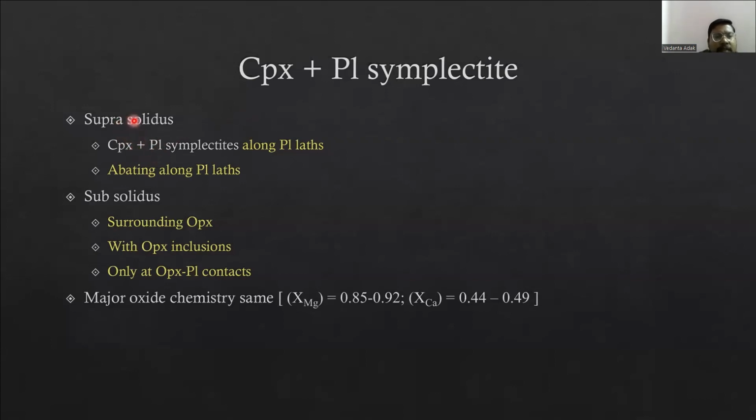One kind is supra-solidus, which is forming along olivine-plagioclase contacts and abutting along plagioclase slabs. And the sub-solidus kinds are generally surrounding OPX. They sometimes contain inclusions of OPX, and they only form at OPX and plagioclase contacts. Now, the interesting thing is that both these types of clinopyroxene symplectites have very well constrained composition. That is, their XMg and XCa are very well constant. They do not show any variation.